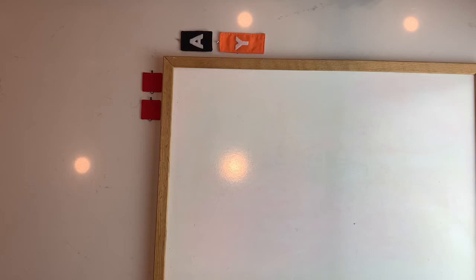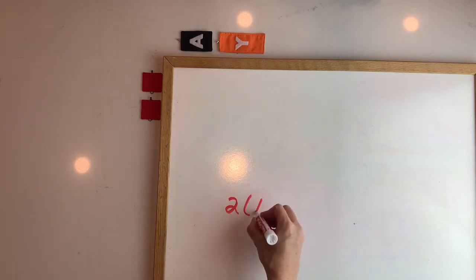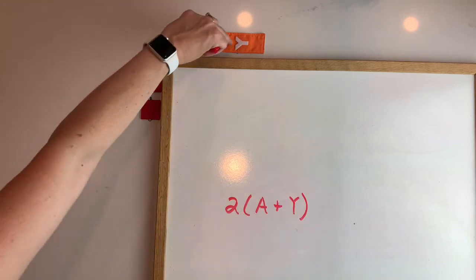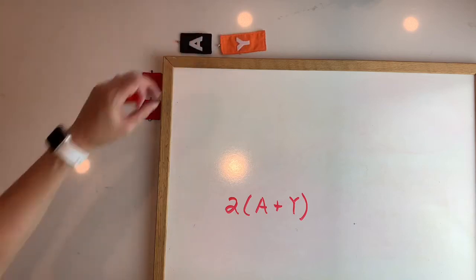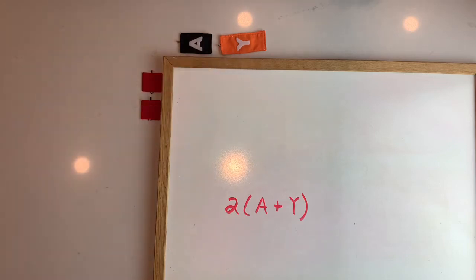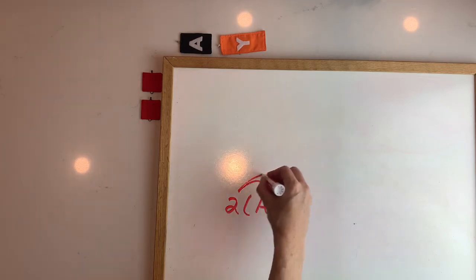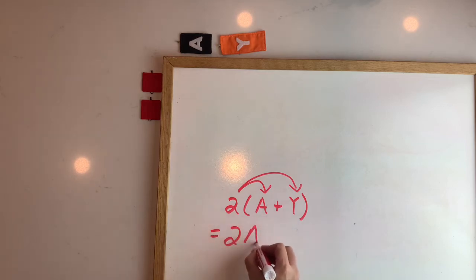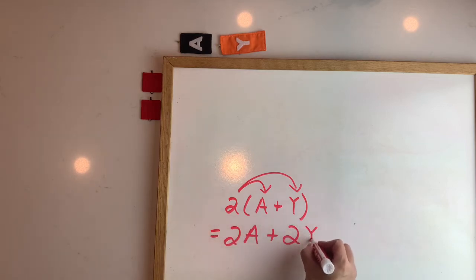If we had 2 times a plus y, we could write it like this. Now we can't group a and y together. We can't add them like we normally would with Bedmas because we don't know what the length of a is and we don't know what the length of y is. However, we can still figure out 2a plus y's. We multiply each term inside by 2 and get 2a plus 2y. And visually it looks like this.